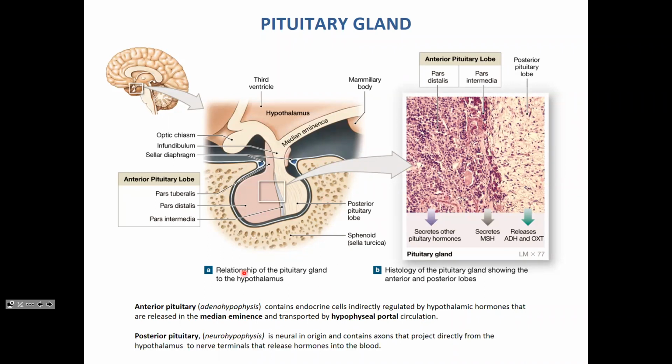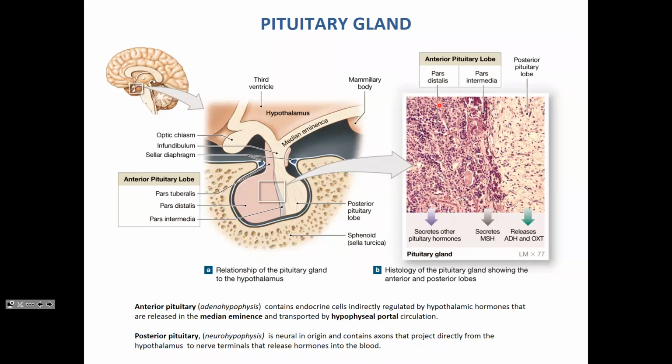On the other side is the posterior pituitary. This is also called the neurohypophysis. Right? This is neuronal in origin. It's made up of the axons from the hypothalamic neurons that extend their axons down into the posterior pituitary. And these nerve terminals release hormones directly into the blood.